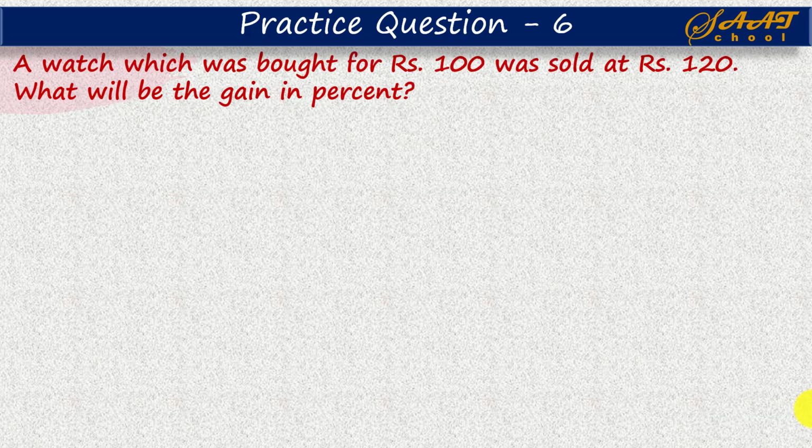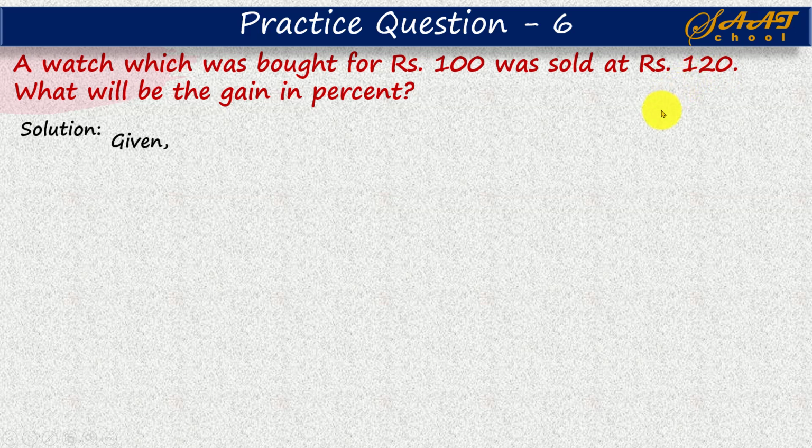Now here is practice question 6. The question is: a watch which was bought for 100 was sold for 120. Now what will be the gain in percent? You have to find gain percent, that is profit percent. Again, this is the purchase price which is 100, meaning this is CP, that is cost price, and that was sold for 120, so this is selling price.